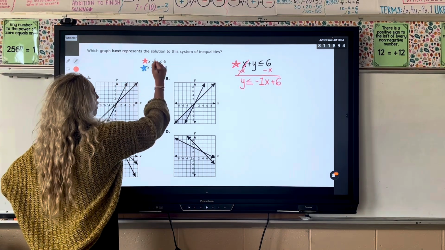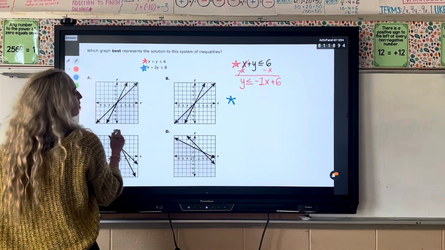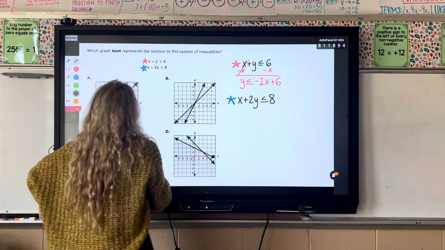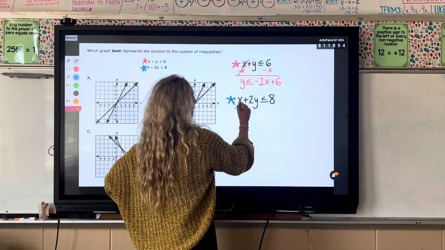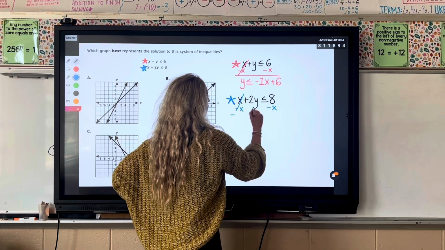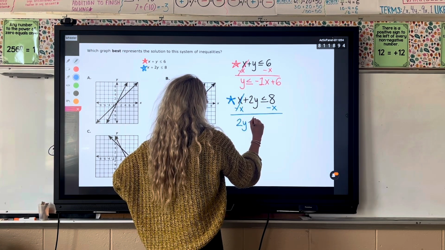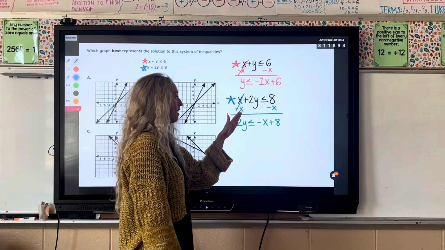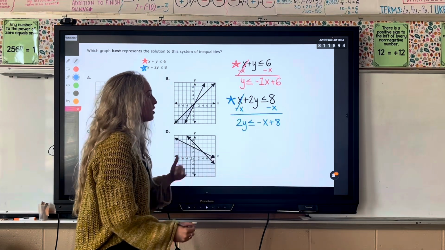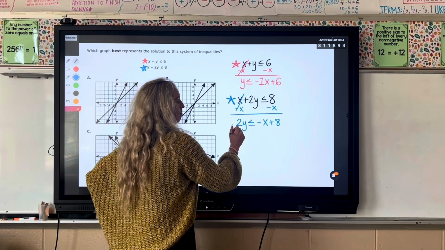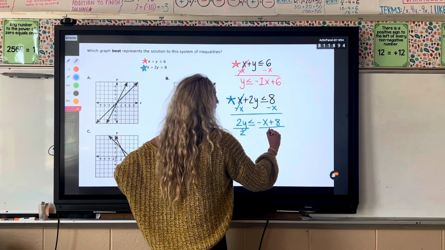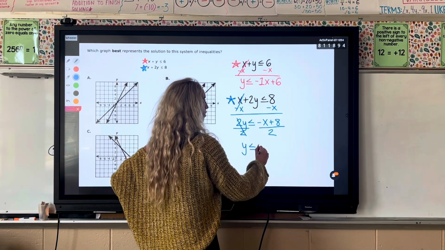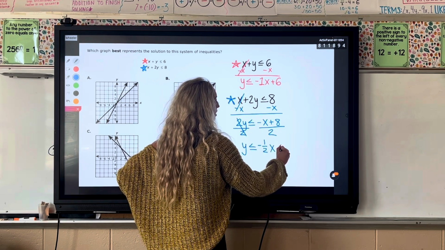Now to rewrite the next one, it's going to be a little bit more work, but not much. So I've got x plus 2y is less than or equal to 8. Again, I need to get rid of the x, move it to the other side, so I can subtract that. It's going to cancel over here, and I have 2y is less than or equal to -x plus 8. I'm almost there. I just want the y by itself. So to undo the multiplication of 2, I'm going to divide everything that I have by 2. This is going to leave me with y is less than or equal to negative 1/2 x plus 4.